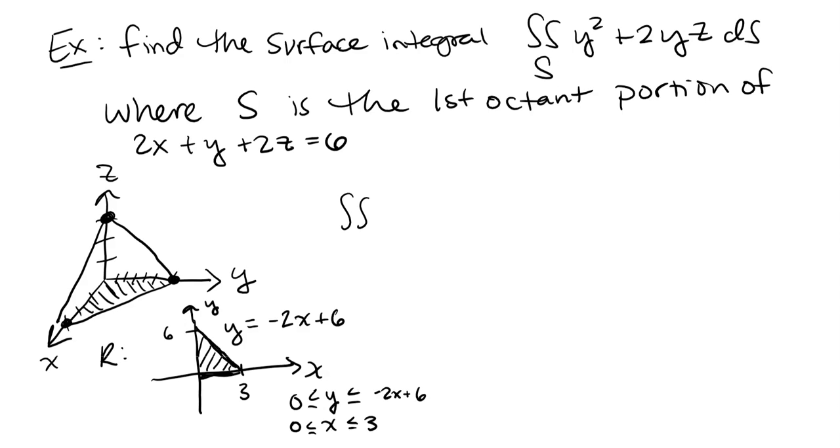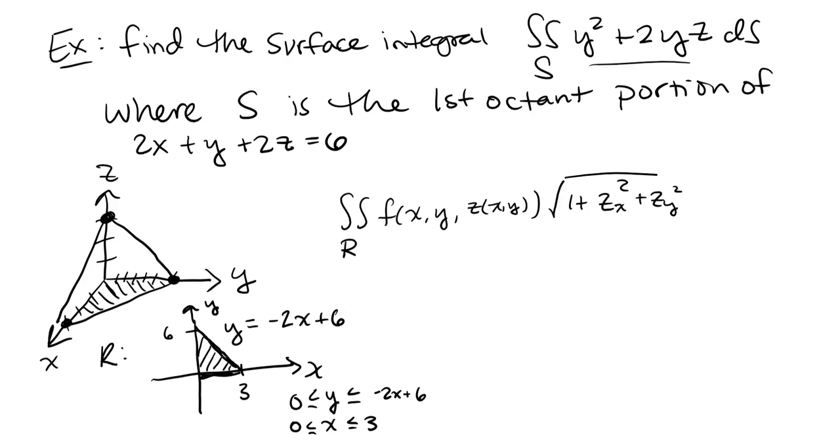Remember, what we're trying to do here is the integral over R. The f function up here is an f of x, y, z function, so we're going to do f of x, y and then substitute z with a function of x and y. So we'll end up with something just in terms of x and y, and then we take the square root of 1 plus z sub x squared plus z sub y squared. And this will be dA.